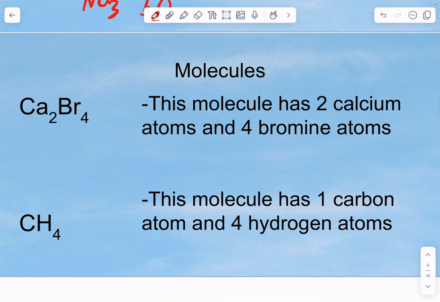Here are some random examples. This is a molecule with 2 calciums and 4 bromines. Here's another molecule with 1 carbon and 4 hydrogens. So just a few other examples of molecules and figuring out how many atoms you have combining.